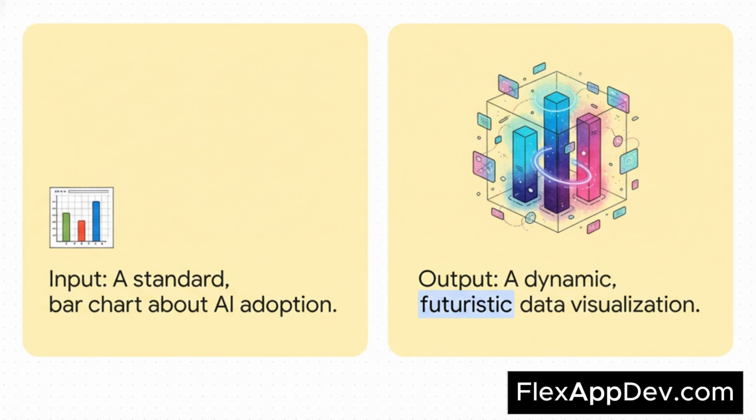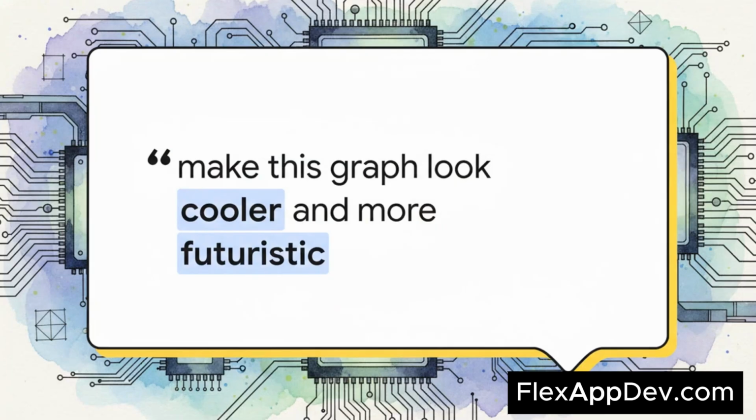On the right, that's the AI version. It's this sleek, futuristic infographic that looks like it's straight out of a sci-fi movie. I mean, a single change like this can make any presentation or video way more compelling. So you're probably wondering, what kind of genius-level command did it take to get that? Get this. It was just this simple conversational phrase, make this graph look cooler and more futuristic.